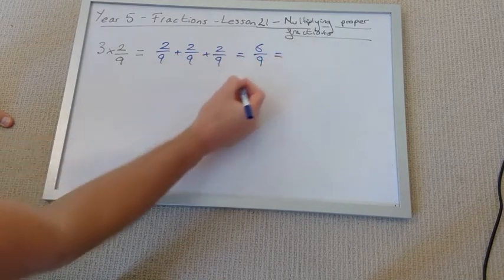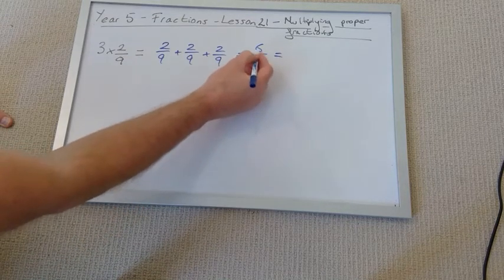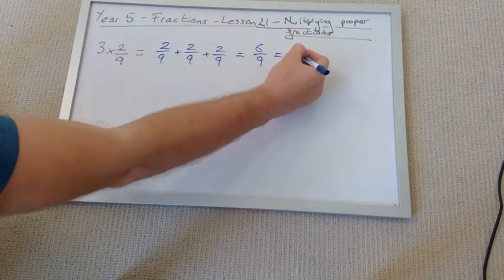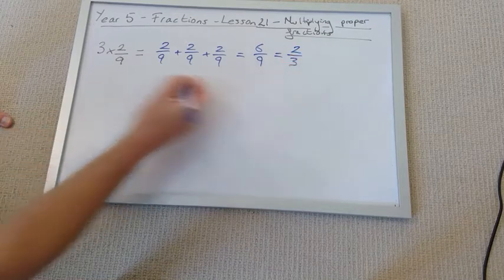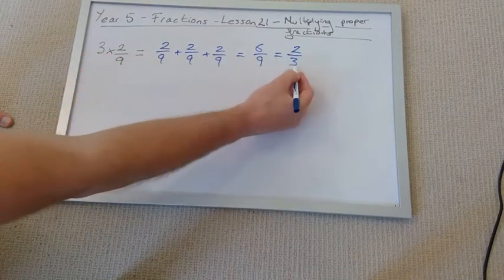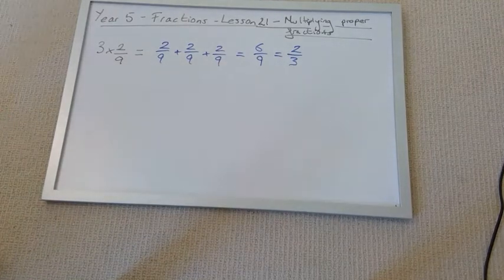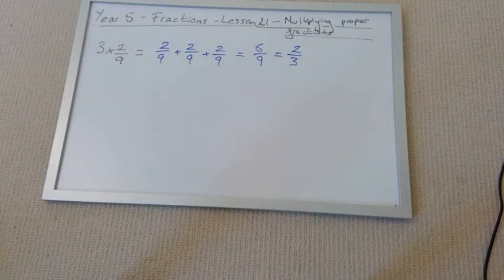That can be simplified down. 3 divides into both 6 and 9, goes into 6 twice, and 9 3 times. So 3 times 2/9 is equal to 2/3. That's the first strategy. Another way of displaying this is to do it visually.